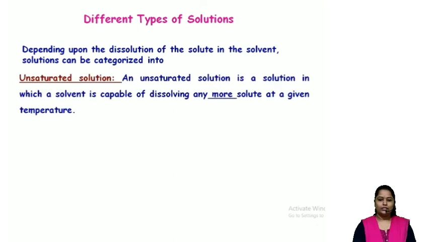An unsaturated solution is a solution in which the solvent is capable of dissolving more solute at a given temperature. That means if we add a small amount of solute into the solution, the solvent is capable of dissolving that solute. That solution is called an unsaturated solution.